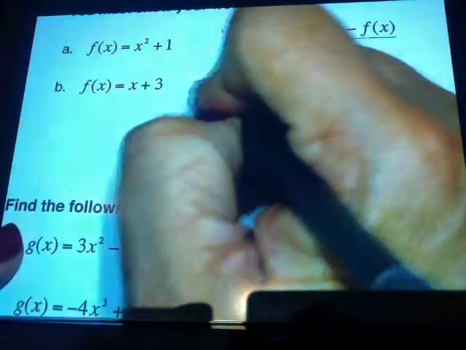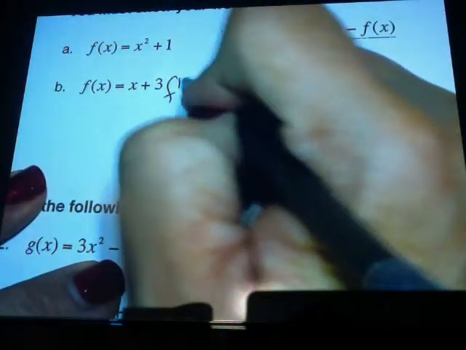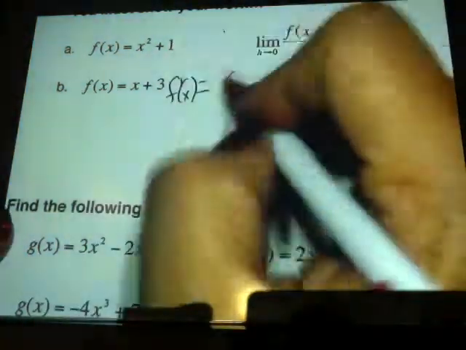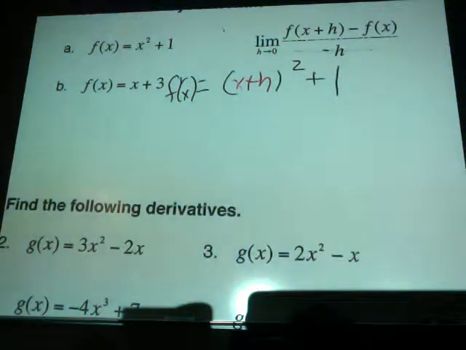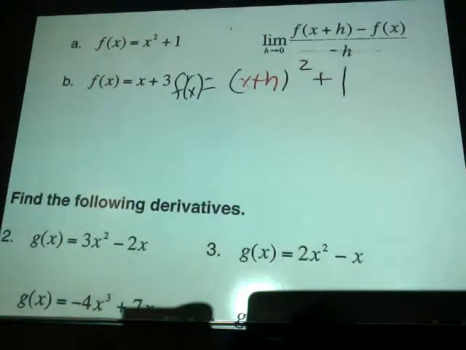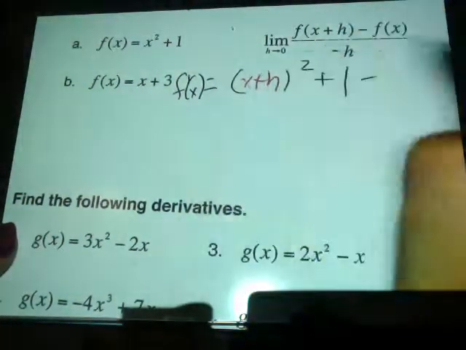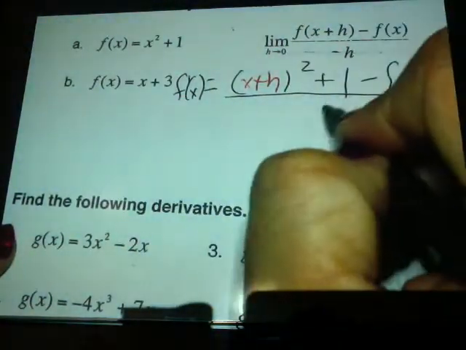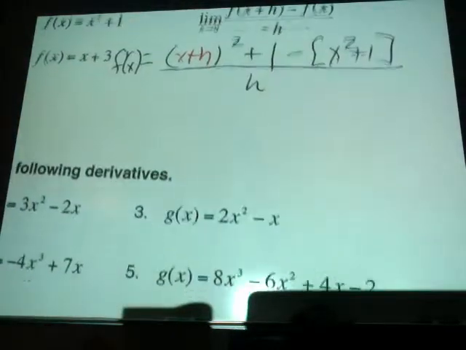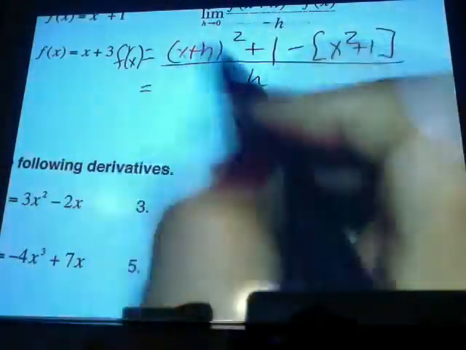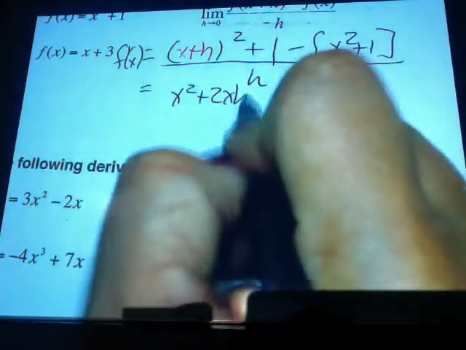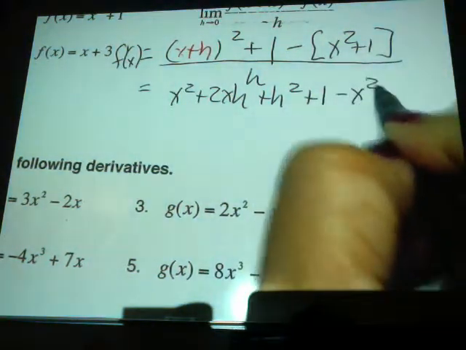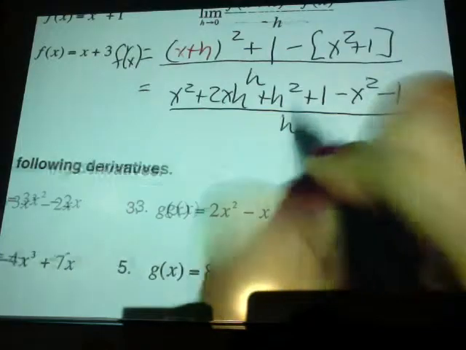And so to find your derivative, f prime of x, you're going to take anywhere there's an x, and you're going to put in x plus h. And so that's your f of x plus h. And then you're going to subtract your f of x. So that would be x squared plus 1 all over h. And so then square this. You get x squared plus 2xh plus h squared plus 1. Distribute your negative, minus x squared minus 1 all over h.